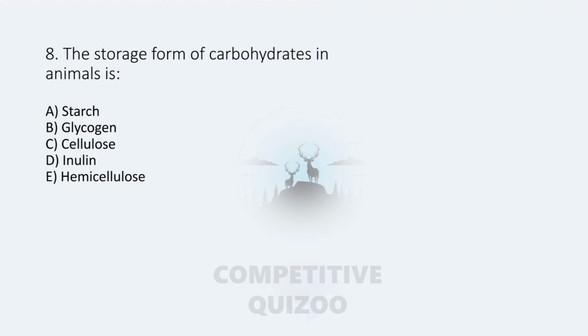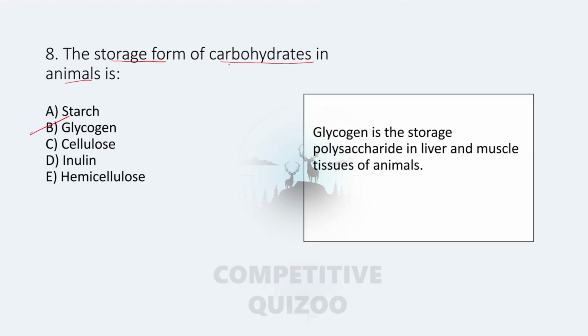Coming to the next question. The storage form of carbohydrates in animals is. Given options are starch, glycogen, cellulose, insulin, or hemicellulose. The answer to this question is glycogen. Glycogen mobilizes during fasting. The point to be remembered is glycogen mobilizes during fasting. And glycogen is a storage polysaccharide in liver and muscle tissues of animals.